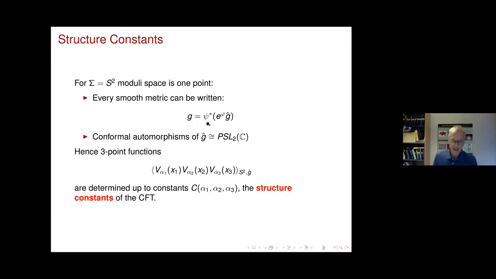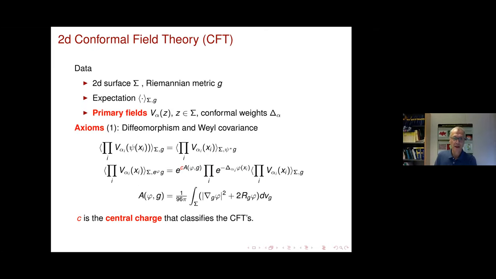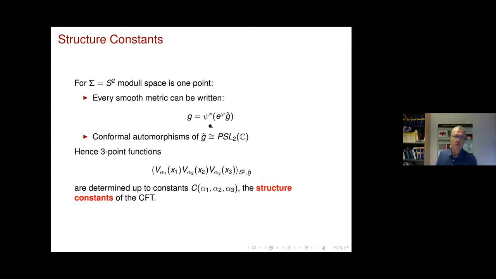So you can ask, well, since we have these transformation laws here, choose our favorite one. Let me call it G hat. Once you fix such a one, there is still a three-parameter group of transformations which fixes it. These are the familiar Möbius transformations if you take a round metric on the sphere, for instance. What does it mean? It means that these three-point functions, since you have three points and three parameters, are fixed up to a constant. So the dependence on the points is completely determined, and then there is an overall constant. And this constant is called the structure constant.